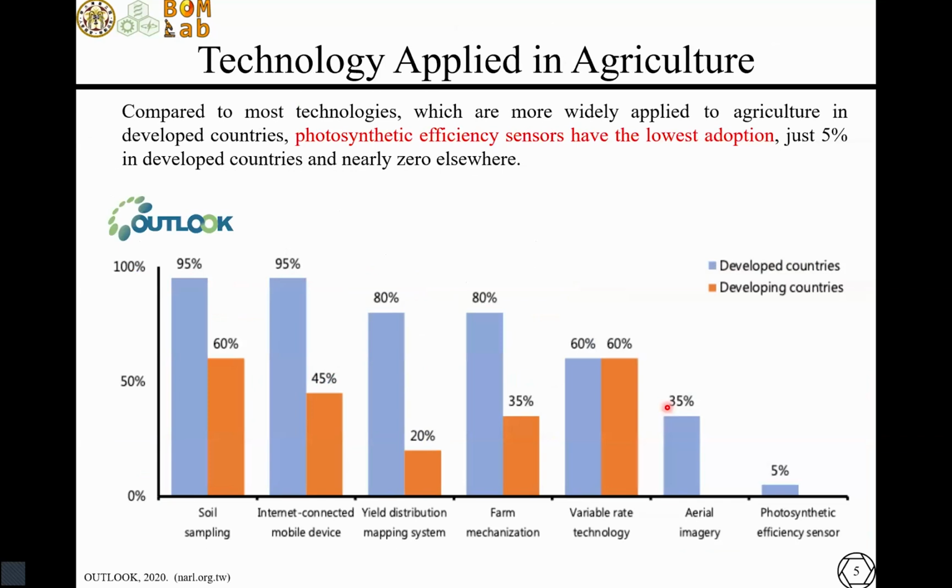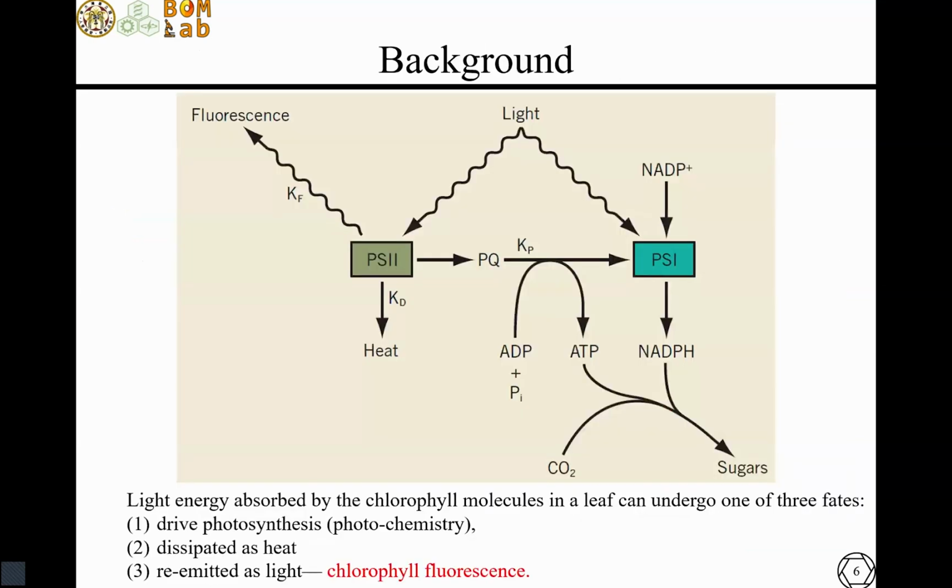However, according to a survey conducted until 2020, among a lot of technologies widely applied to agriculture in developed countries, unfortunately, photosynthesis efficiency sensors still have the lowest adoption. Only 5% in developed countries and nearly zero for developing countries. So how do we detect the photosynthesis efficiency? Here is some background for everybody.